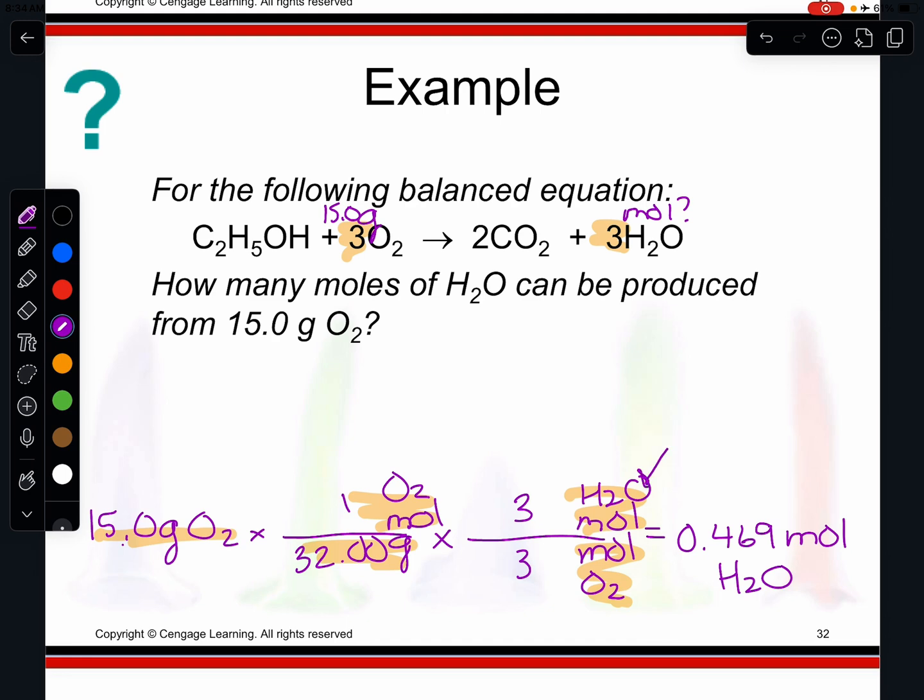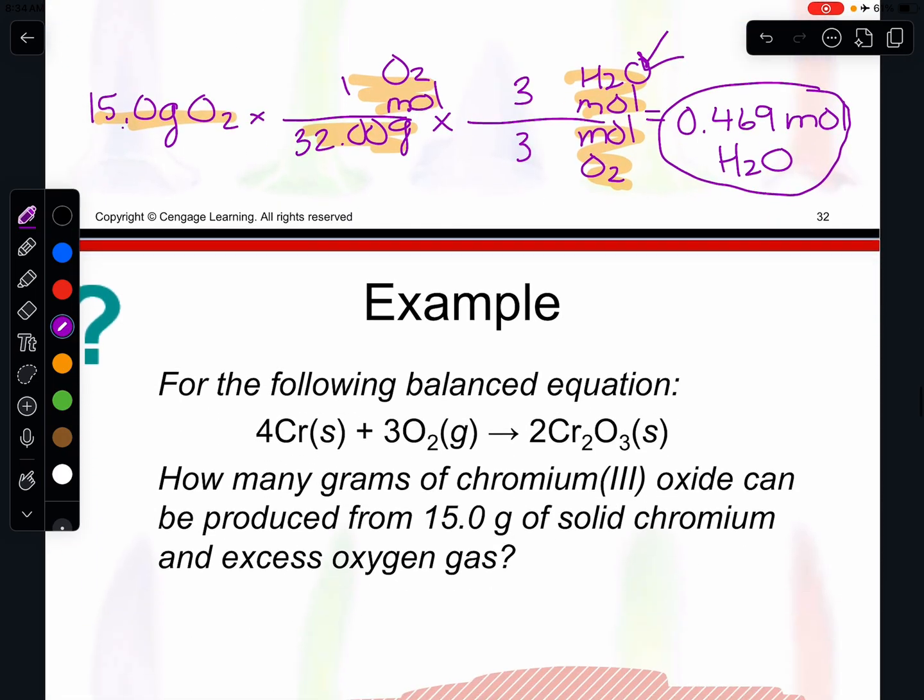And then I ended with 3 sig figs here, and since we wanted to end in moles, we could stop right here, and so we ended up with 0.469 moles of H2O.